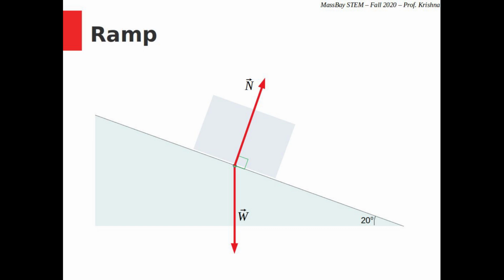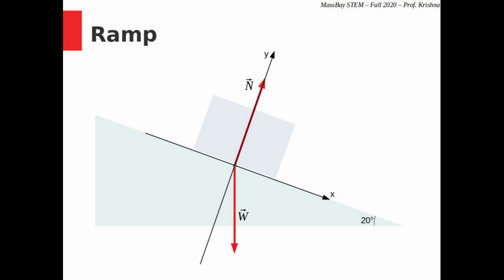For ramp puzzles, the y-axis is drawn in line with the normal force, that is, at 90 degrees to the surface of the ramp, and the x-axis is placed parallel to the ramp. It's perfectly legal to have tilted axes like this as long as they stay at 90 degrees to each other. Remember, axes simply represent your perspective on the motion, which direction you consider positive and which direction you consider negative.